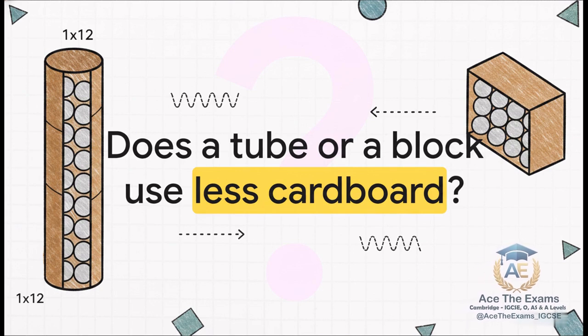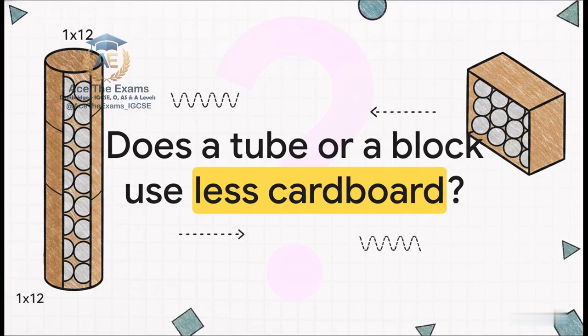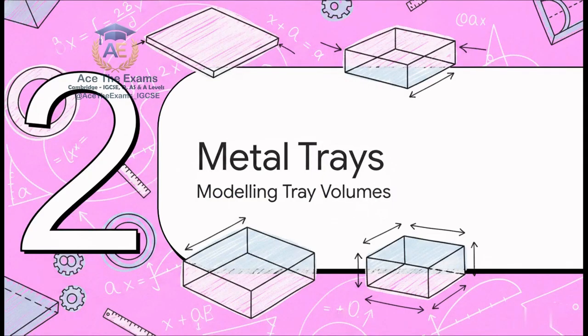Just think about it. You could stack all 12 balls in a single, super long tube, like a 1x12 arrangement. Or you could create a flatter box, maybe a 3x4 grid. Which one actually has the smaller surface area? Visualizing these permutations really forces us to rely on geometric formulas to find the real truth, rather than just trusting our gut instinct.